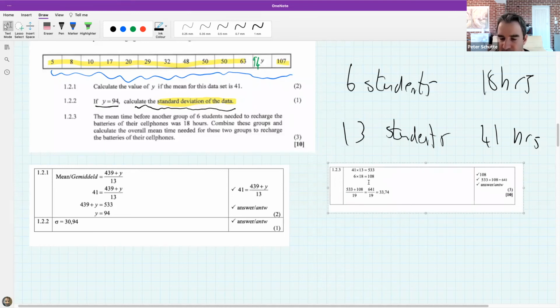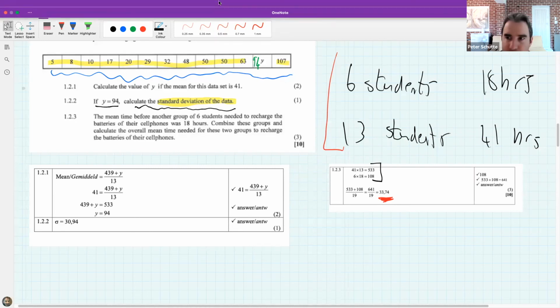So how do we get the mean of the new group? All we need to do is add together the 2 total hours. So 533 plus 108. And then we add together the total number of students, which is 19. And so the new mean time would be 33.74. Okay. But that just felt a bit clumsily worded.